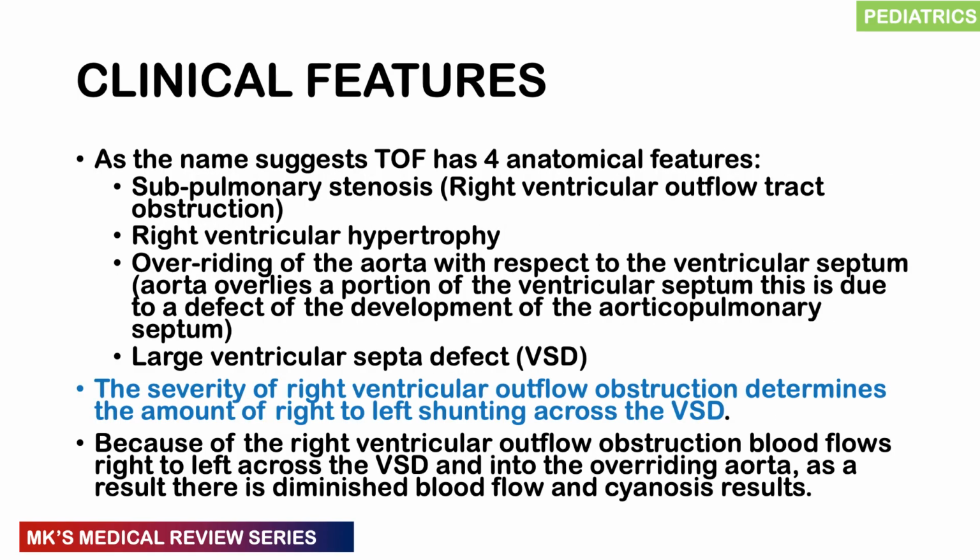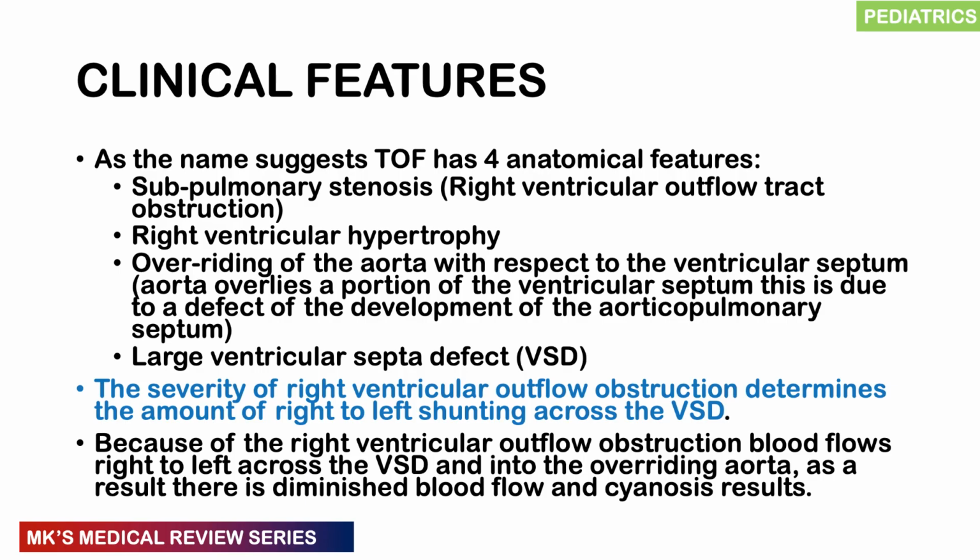So as the name suggests, you have four anatomic abnormalities: a right ventricular outflow obstruction, right ventricular hypertrophy, overriding of the aorta, and a very large ventricular septal defect. And remember that the severity of the right outflow obstruction is going to determine where the shunt is going, whether it's going to be a right to left shunt or whether there won't be a shunt at all.